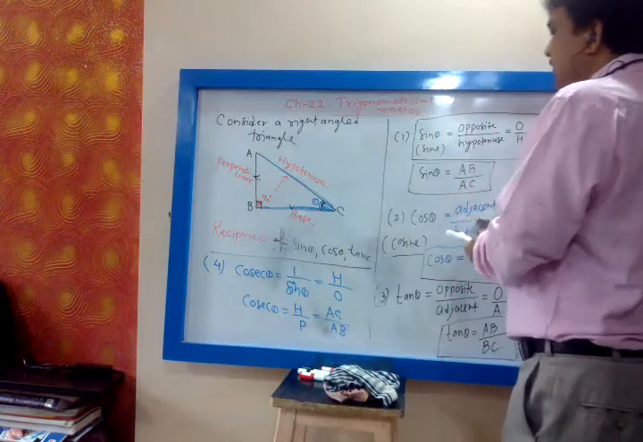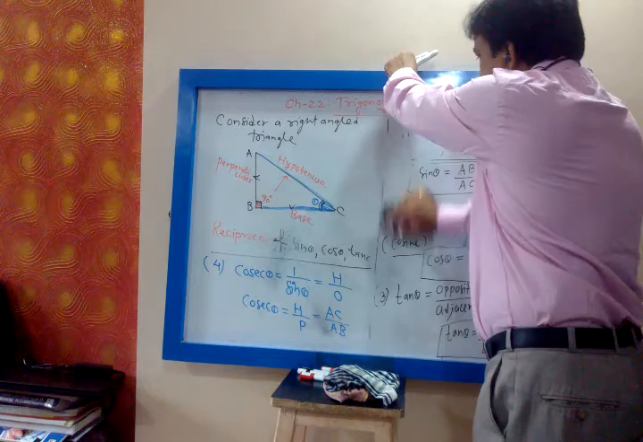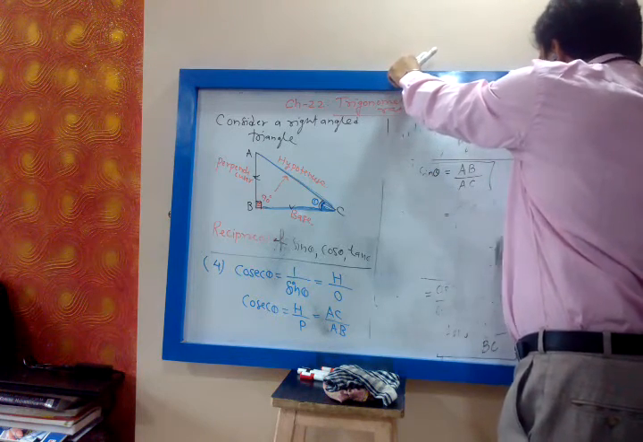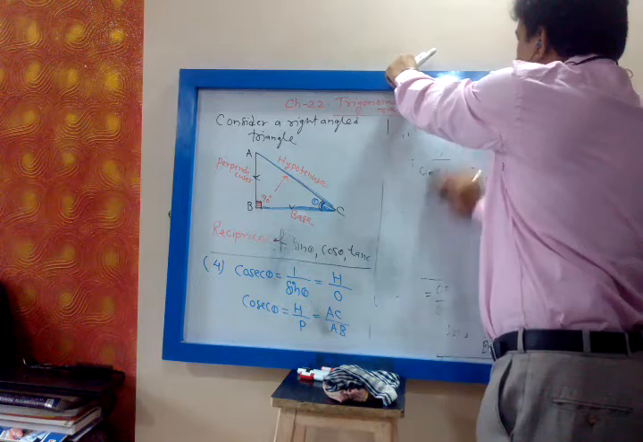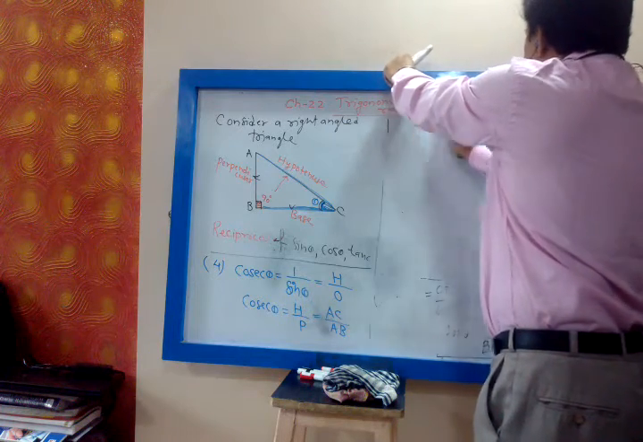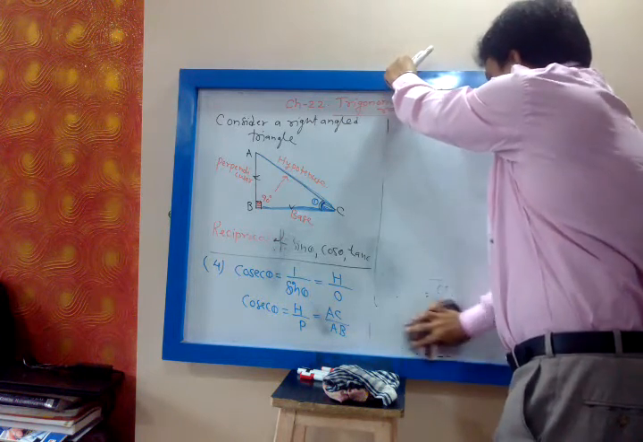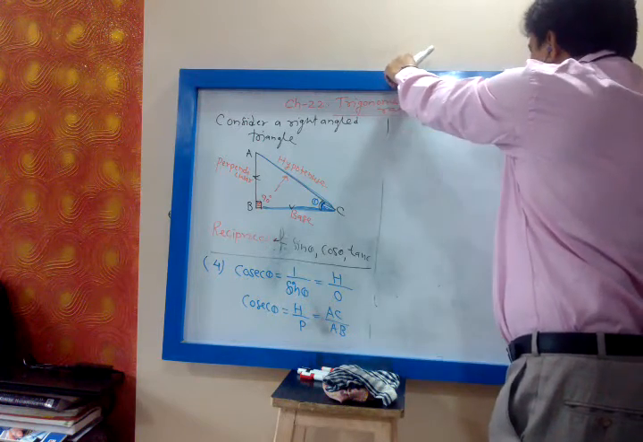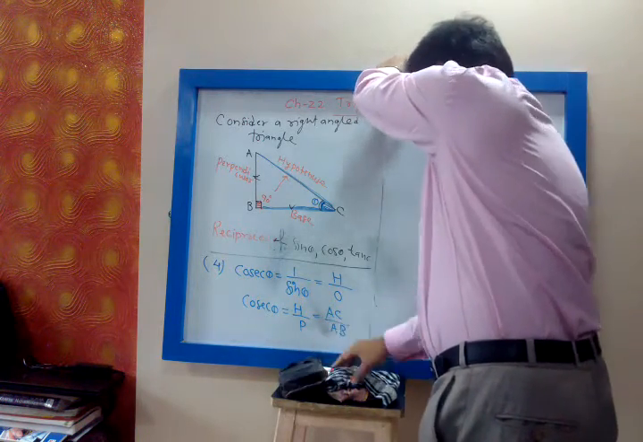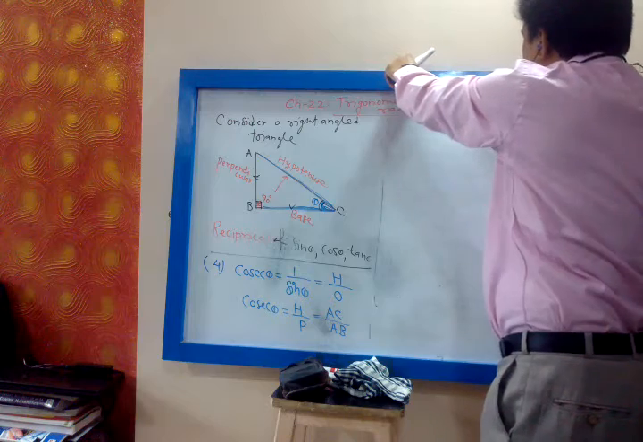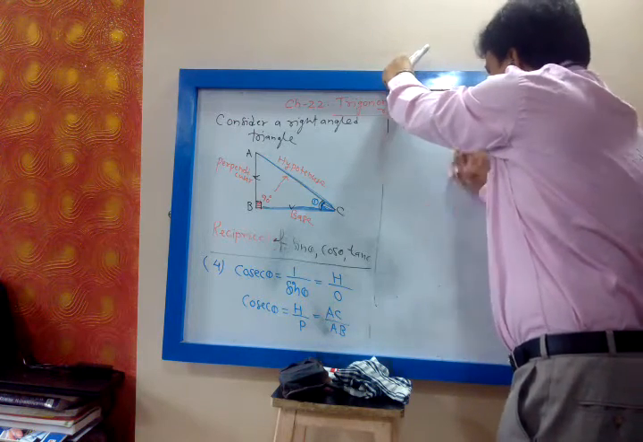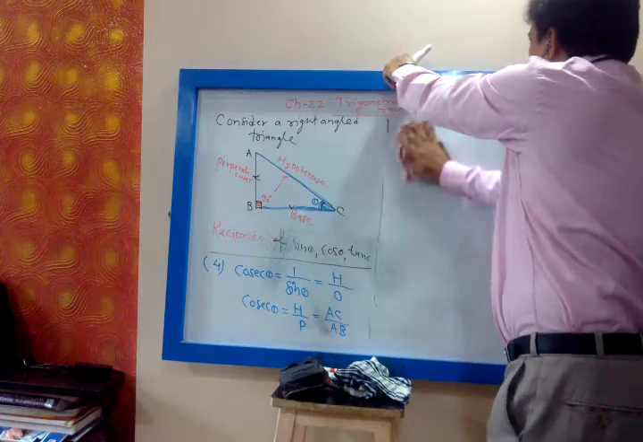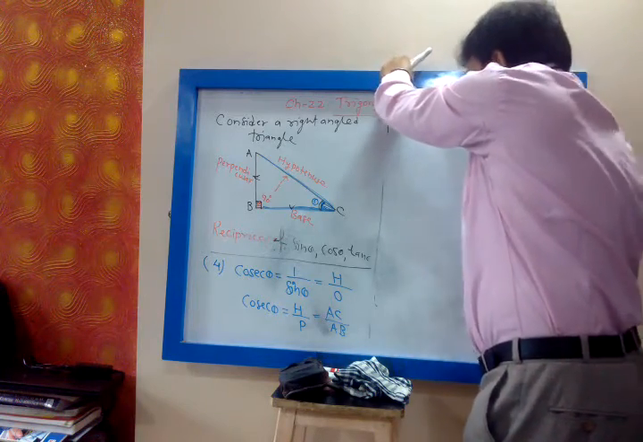So cosec theta is the reciprocal of sin theta. Then comes sec theta. Sec theta is the reciprocal of cos theta. Now we write sec theta.